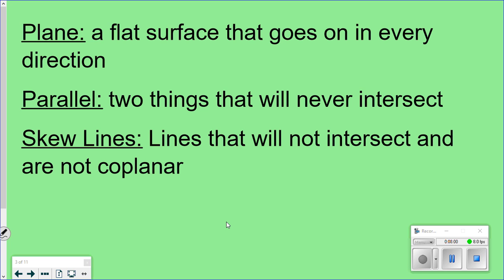Parallel: two things that never intersect. You guys know what parallel lines are. If you look around, there's a black parallel line, the two sets of lights. Parallel means they're never ever going to meet if they extend forever. Even if they extend around the earth, they're never going to meet. Okay? There's a lot of parallel lines in this room.